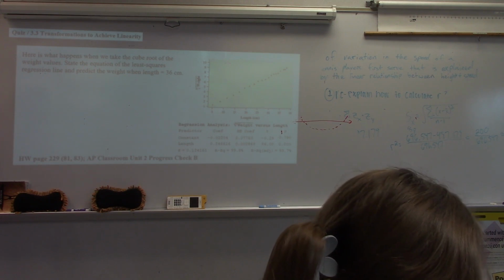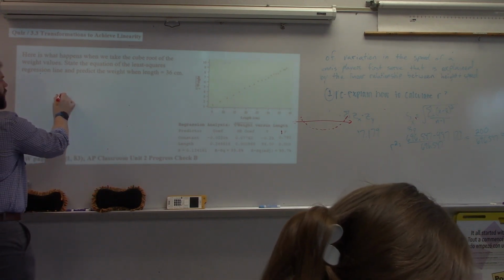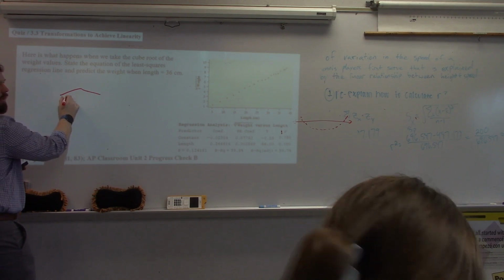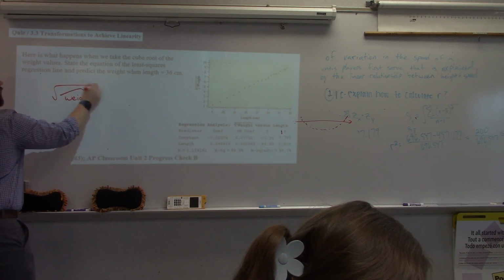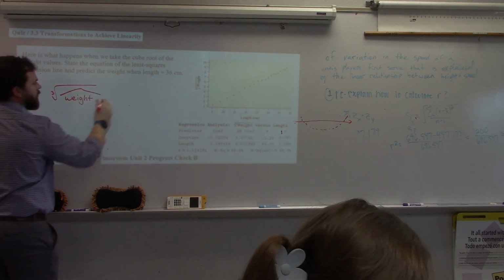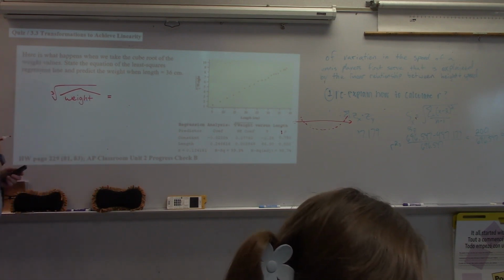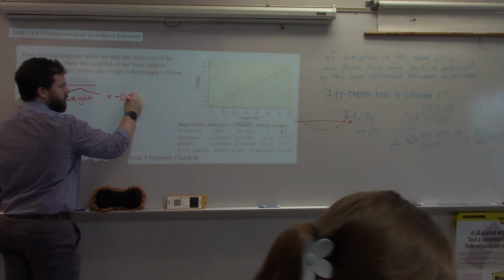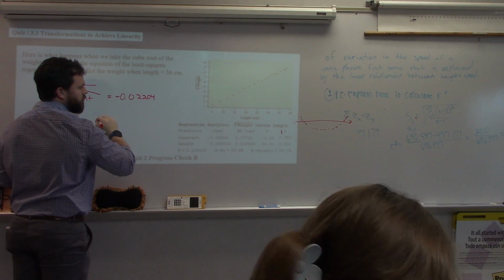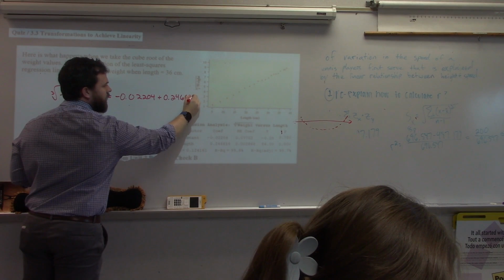Here's what we need to recognize. How would I write this least squares regression line? Y hat equals, so what is my y again? That is the weight? You sure that's right? Wouldn't it be the cube root of weight? Yeah, that's the cube root of the predicted weight is equal to 4.066. Nope, we have a different equation now. Negative .022 plus 0.2466 times length.